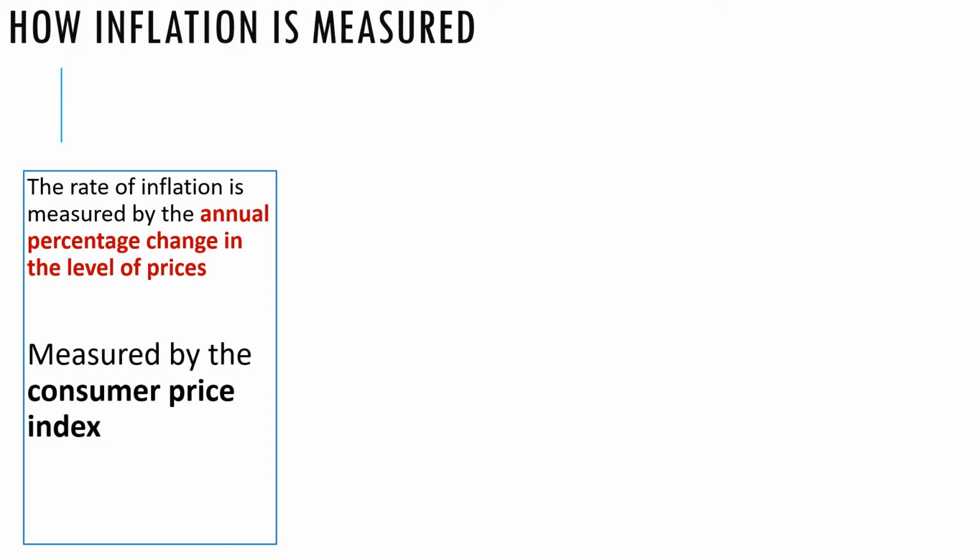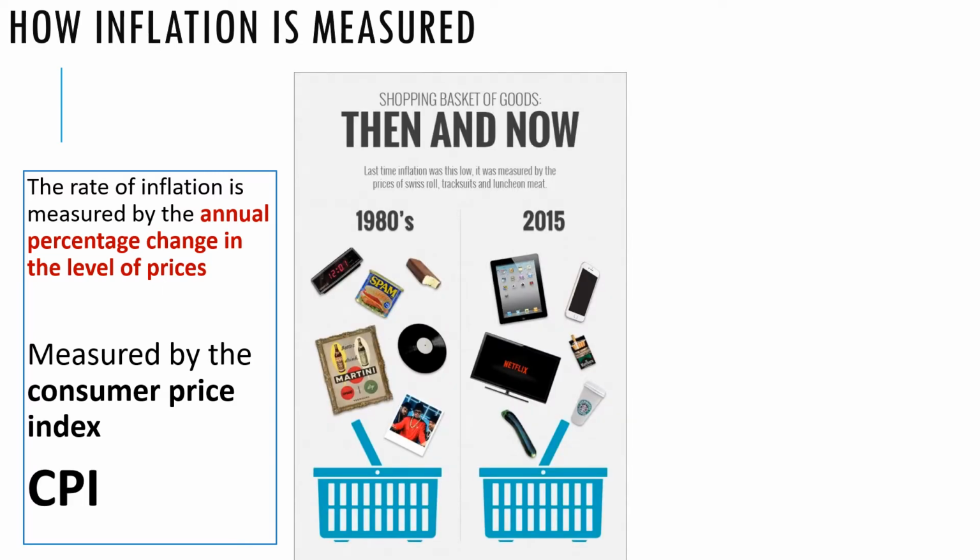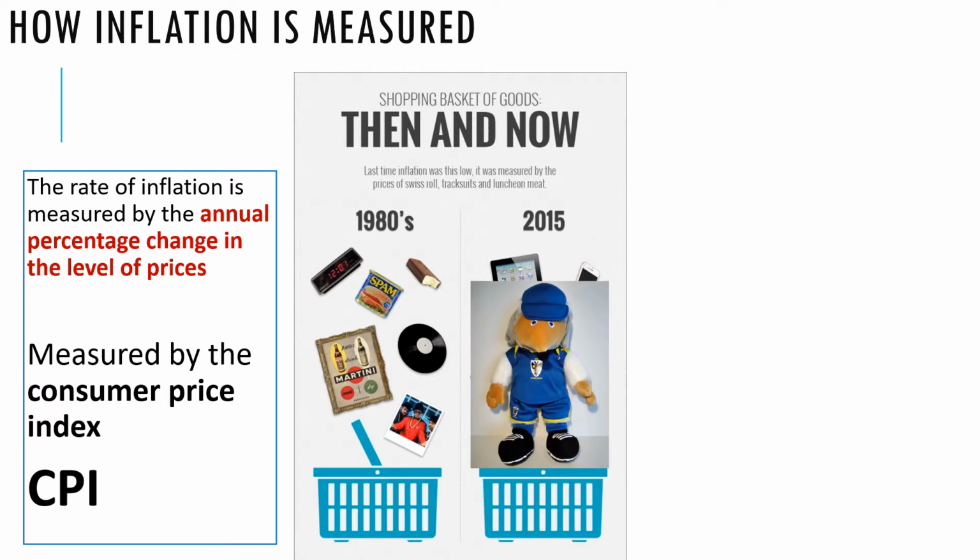The government then produce figures which they call the Consumer Price Index, and this is often known as CPI. And to do this, they look at what is known as a basket of goods. So they try and create a long list of about 700 different things that households on average buy, and monitor the prices of these things. So in the 1980s it would have been these sorts of products, but then they update them over time to include the most popular items in 2015, possibly including this little fella.